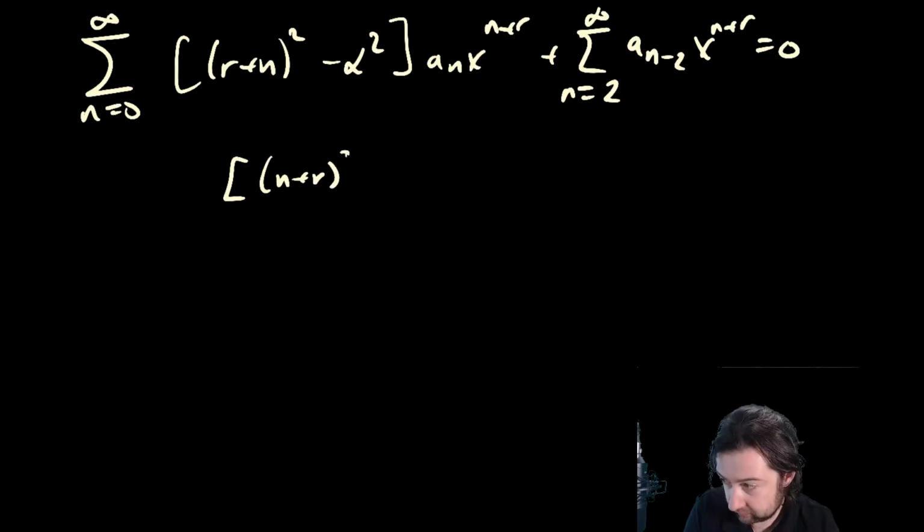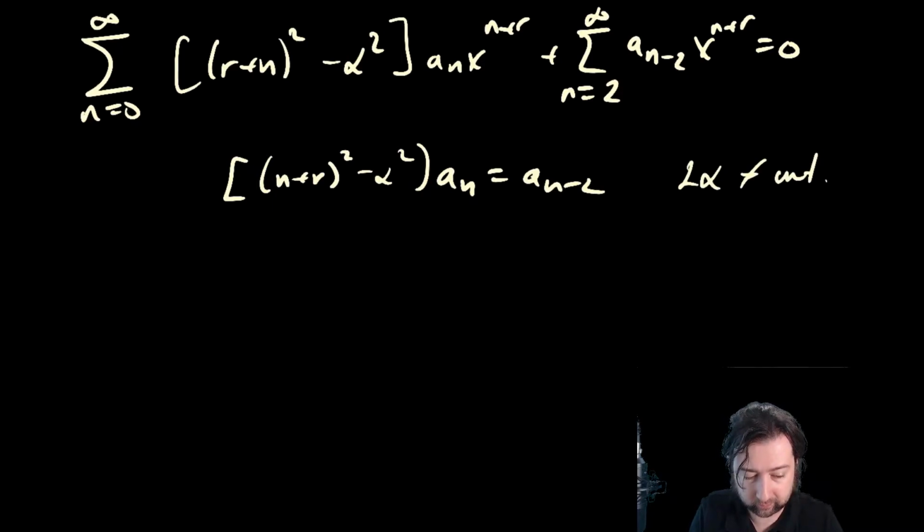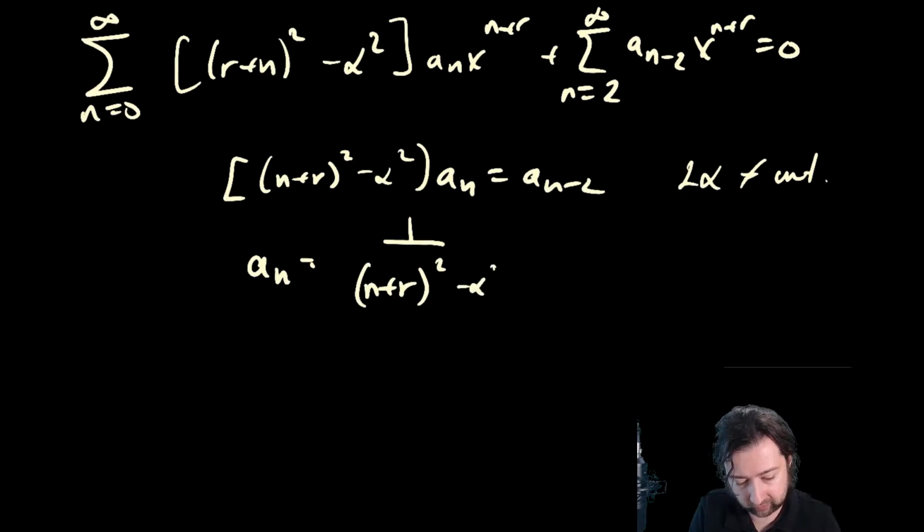((n plus r) squared minus alpha squared) an is equal to negative an minus 2. Where the n equals 0 and n equals 1 terms end up just recovering the indicial equation that you started with. Again, this is under the assumption that 2 alpha is not equal to an integer. And from here, of course, you could just write down that an is equal to negative 1 over ((n plus r) squared minus alpha squared) times an minus 2.